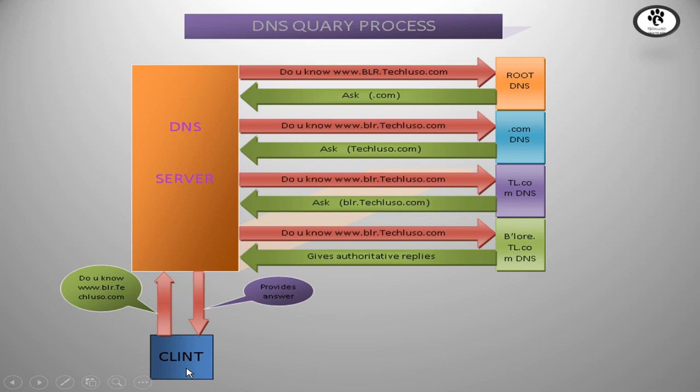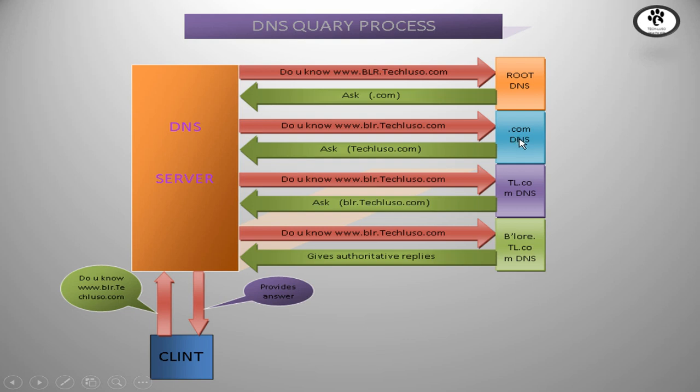If the client wants to access bangalore.tech-luso.com, how does it work? First, the client will request the DNS server, asking, do you know www.blr.tech-luso.com? The DNS server will contact the root DNS and send a query asking whether it knows www.blr.tech-luso.com. The root server will answer that it only knows about the com server, it has only the com address where it is located. So the DNS server will fetch the information of the com server and contact it.